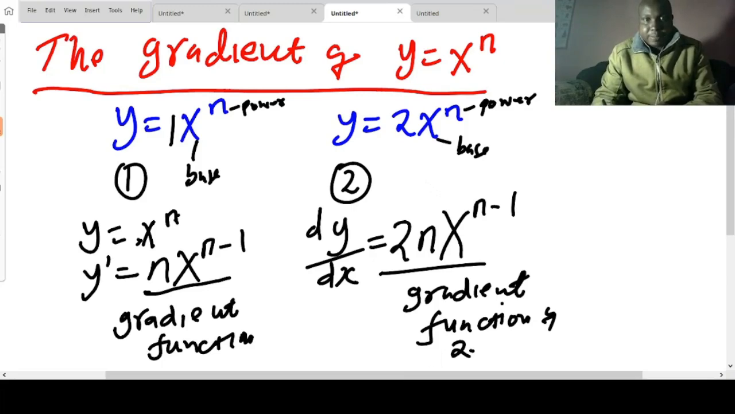Very nice. So what we have done is differentiation. When you find the gradient function of a function, you do what we call differentiation. So what is differentiation? It's simply getting the gradient function of a function.